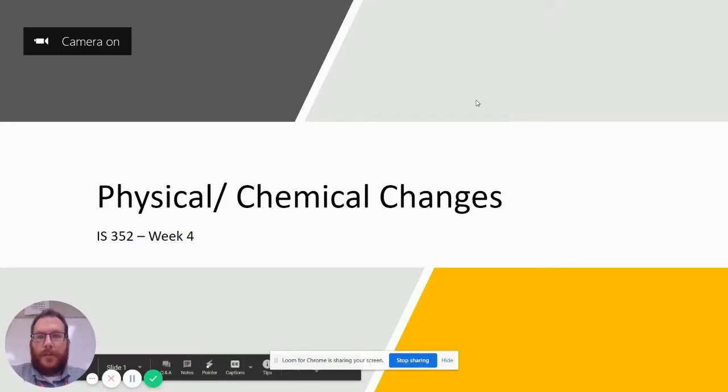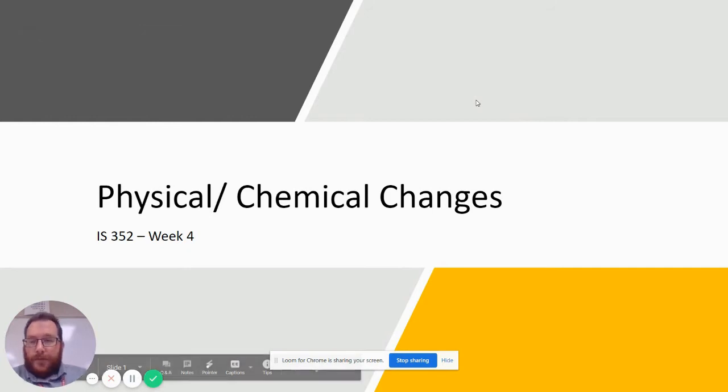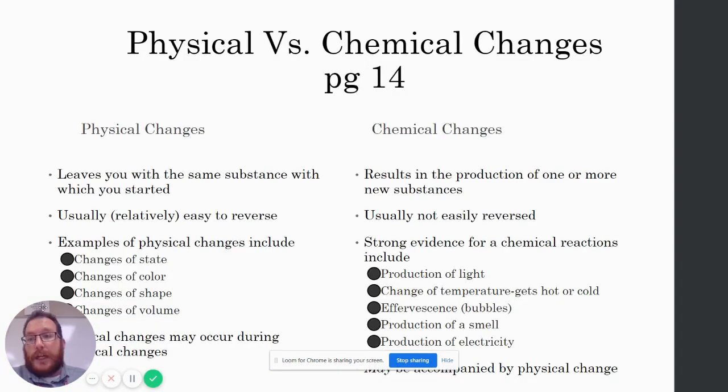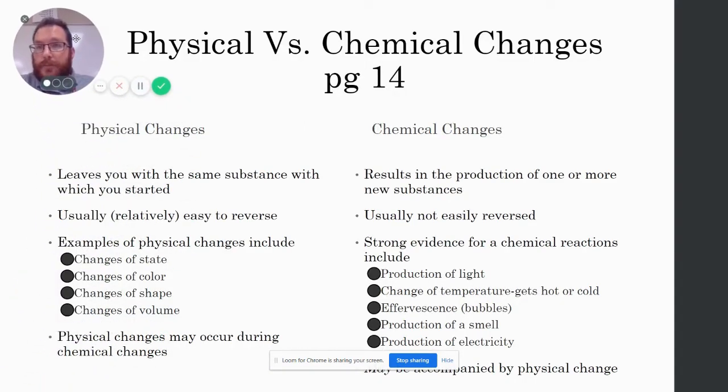All right, so this week is going to be about taking a look at changes in physical properties or chemical properties. So we're going to start looking at the idea of chemical properties as well, but physical and chemical changes. So that's what this week is. A relatively light week here. So let me move me out of the way. There we go. So this is on page 14 of the e-text.